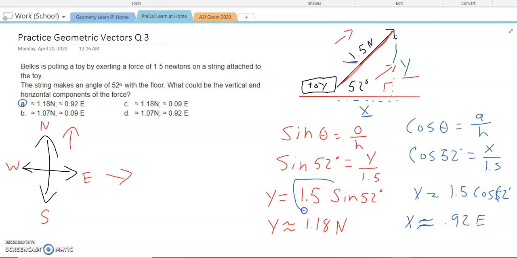Notice this right here is exactly what we did for the trigonometric section when we first started learning about how to solve for the x and y values on the unit circle. 1.5 times sine of 52 gives us the y component right here. So y is the sine value, x is the cosine value. 1.5 times cosine gives you the x component. 1.5 times sine gives you the y component. Useful in the next problems we have coming up.